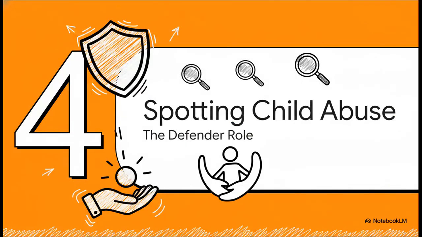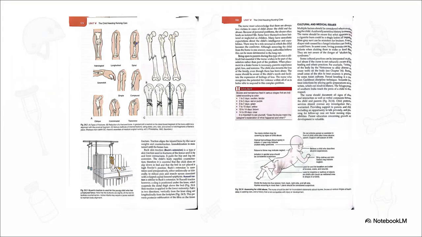Section 4. Spotting child abuse. This is where we shift into the defender role, and it's a heavy one. Now, what's incredibly important to grasp here is exactly how injury patterns tell a story.